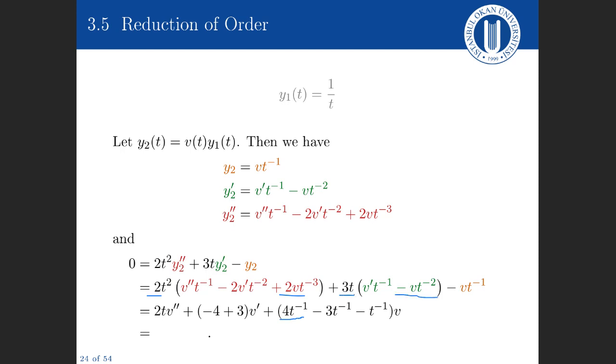Then 3t multiplied by minus t to the power minus 2, which is minus 3t to the power minus 1, and there's also minus t to the power minus 1. And of course, 4 minus 3 minus 1 is equal to 0, which it should be. We should always get 0 in the v term. So we're left with 0 is equal to 2t v double prime minus v prime.